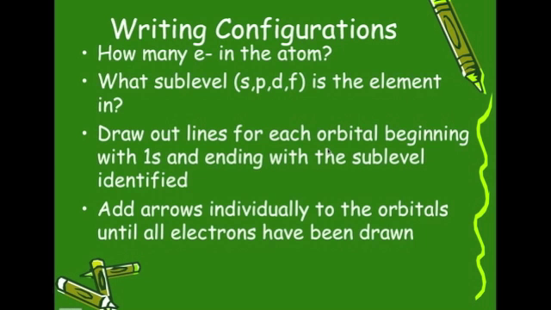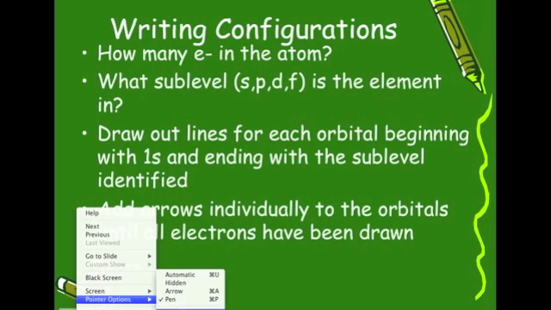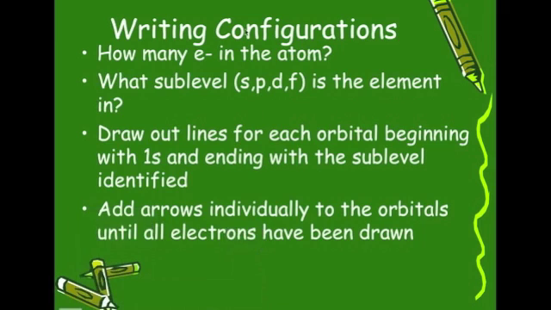So how do you write a configuration? And this is really specifically for writing an orbital configuration.